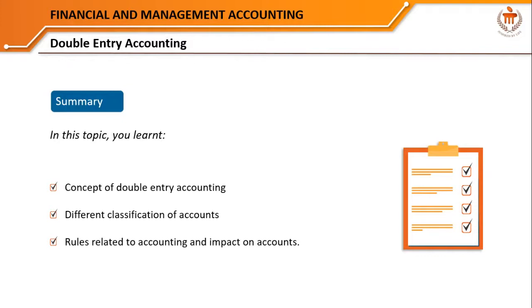If you are following traditional, go to the personal, real and nominal. Follow the rules: debit the receiver, credit the giver, debit what comes in, credit what goes out, debit all expenses and losses, credit all income and gains.